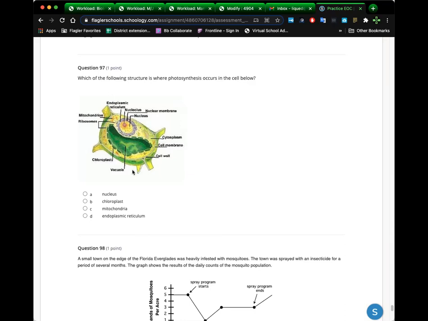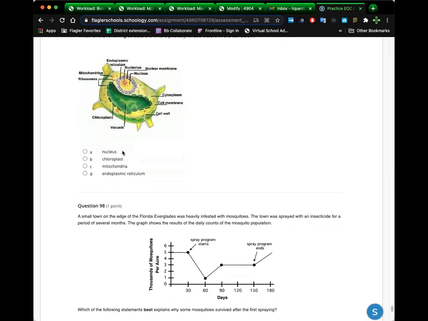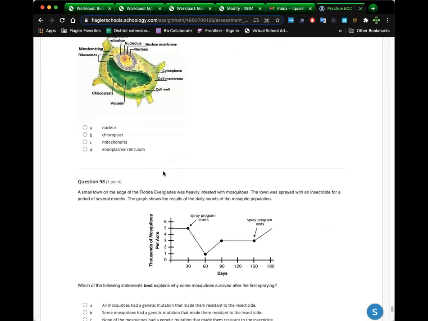Photosynthesis occurs in the chloroplast. Right, that one's pretty simple. Nucleus stores DNA, genetic information, mitochondria makes energy, endoplasmic reticulum, that's around the nucleus, used for transportation. It contains ribosomes as well, so that makes proteins.